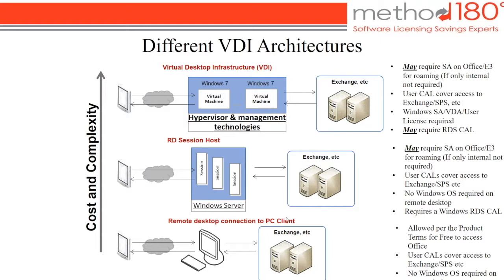If you're doing application streaming instead of what I've been calling VDI here, I may not need SA depending on what machine they're accessing from, but it's likely. So we'll say you need SA on Office. I do need an RDS CAL, but I don't have any requirements for the Windows OS. And if I'm just doing the remote desktop connection, I really don't need any licenses, probably, because I own Office on this PC. Okay, so I know that is complicated, but that is how you boil VDI down.